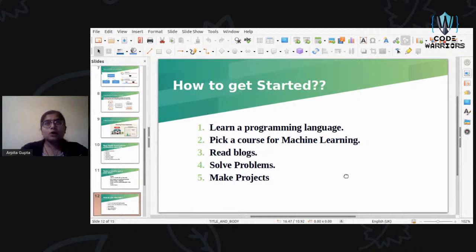The reason being, obviously, if you are a beginner, you want someone to teach you. If you get some content, you get some basic idea in a structured manner, that would be really great for you. So you need to pick a course for machine learning.